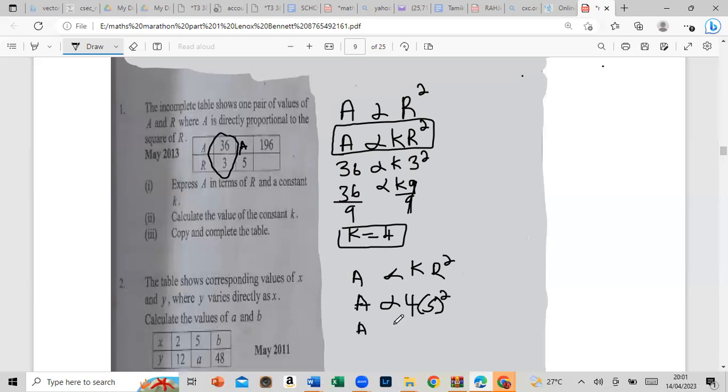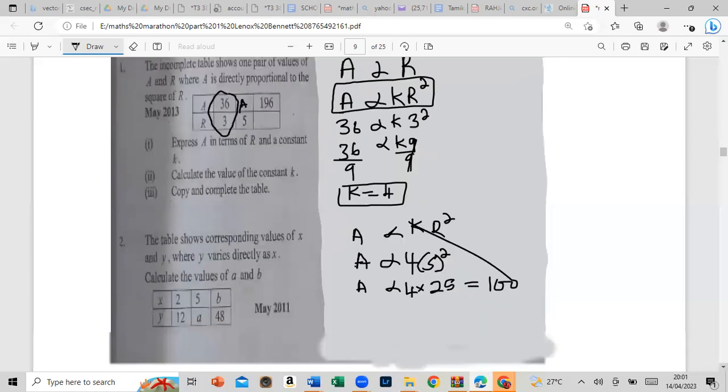According to BODMAS, we're supposed to work out the power part first, not the bracket. So 5 times 5 is 25. So it will be 25 times 4. So that would be 100. So A in this case would be 100. All right, but they ask us to find this value. I think to find R would have been more challenging, in my opinion.